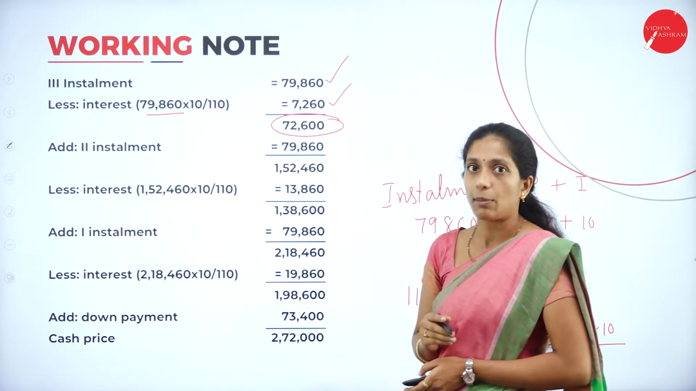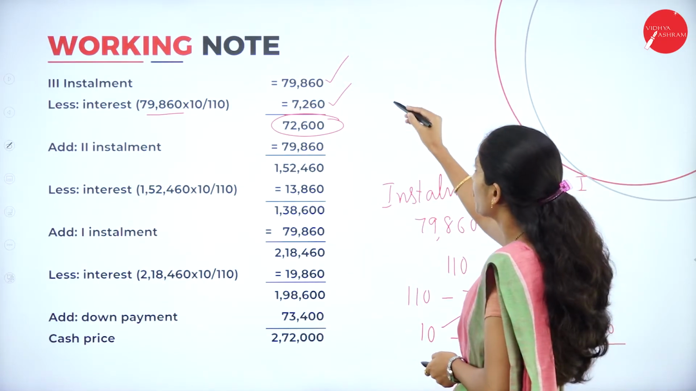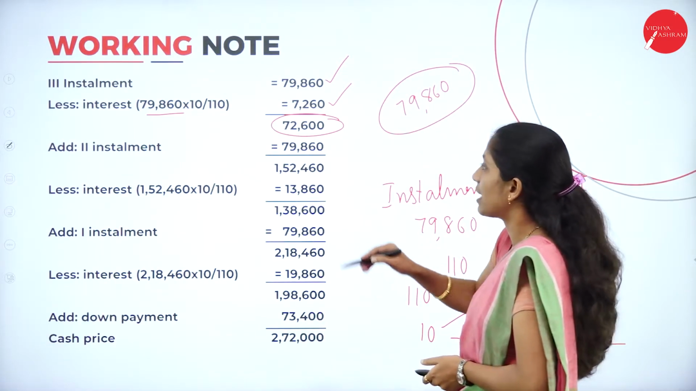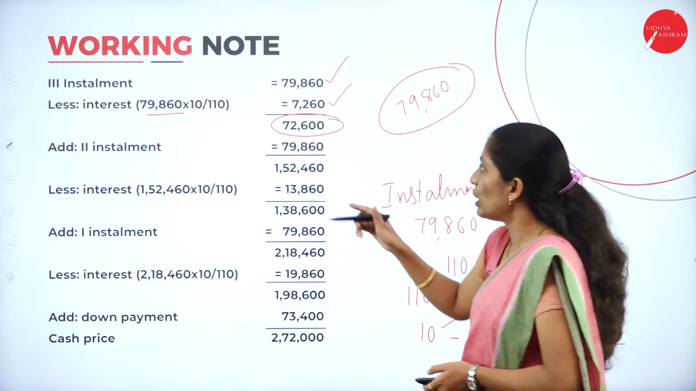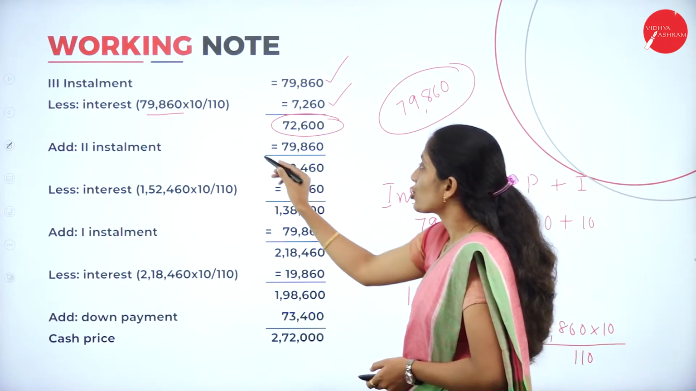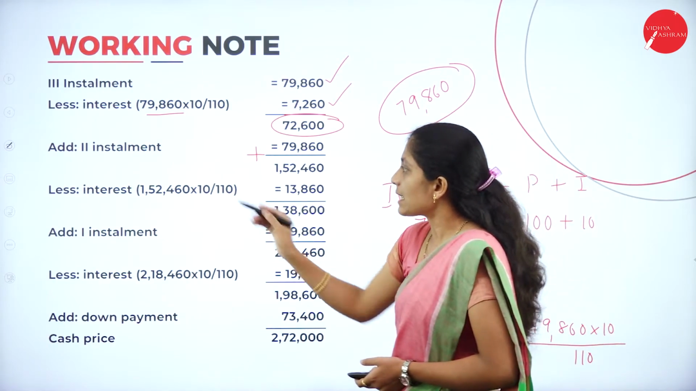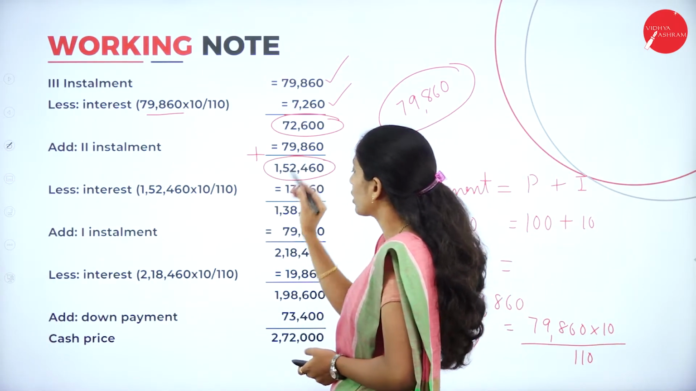Add second installment. So each installment, they are going to pay how much? 79,860. They have given it in the question itself. So the second installment is also 79,860. When you add, you will get 1,52,460. Less interest. Upon this amount, we have to calculate interest.